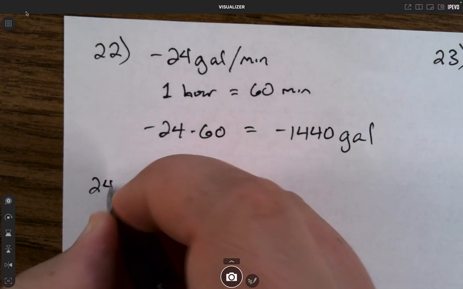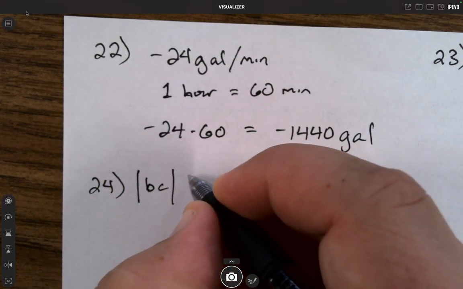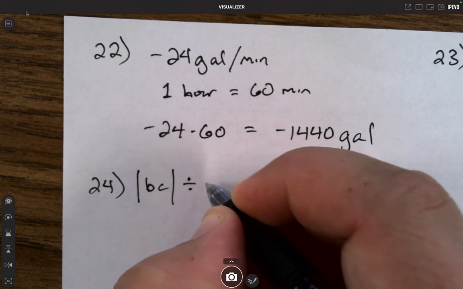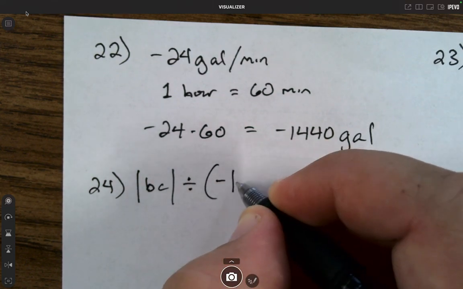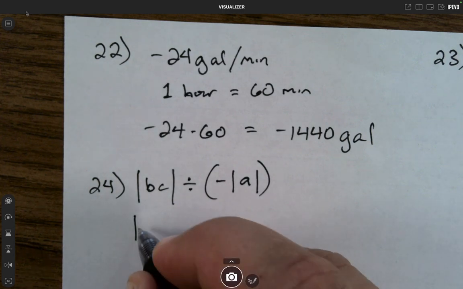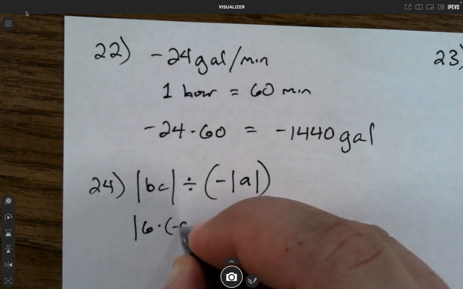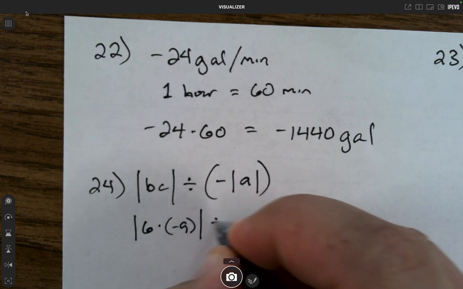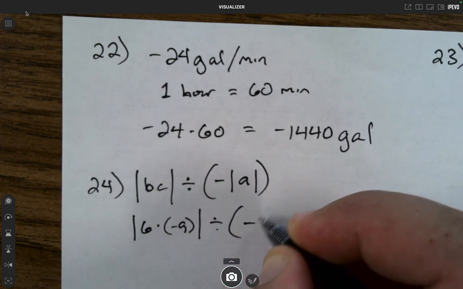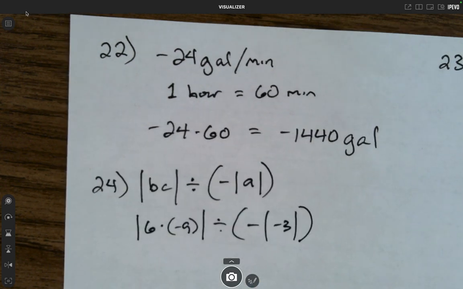Okay, 24. Absolute value of BC divided by negative absolute value of A. So once again, step 1 is to plug things in the right places. So B is equal to 6. C is equal to negative 9. A is equal to negative 3. There's a lot going on in this problem.